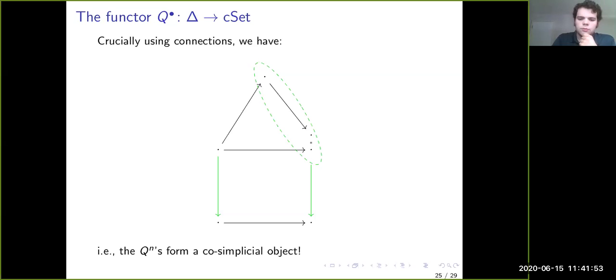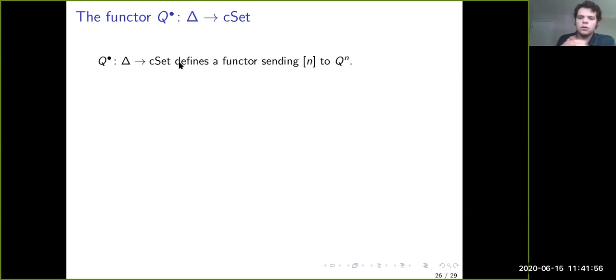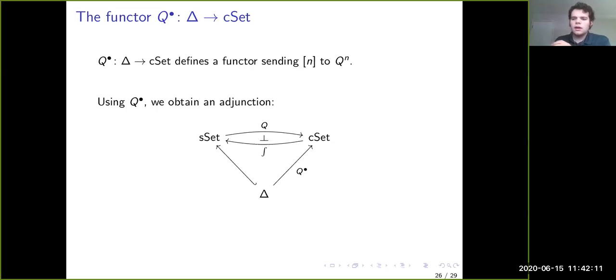So these objects Qn form a cosimplicial object, meaning a functor from delta to cubical sets, which sends each poset n to the quotient Qn of the standard n cube. And as we have done in similar cases in the past, we take the Kan extension of this functor along the Yoneda embedding from delta into simplicial sets. And so we obtain this functor Q from simplicial to cubical sets.